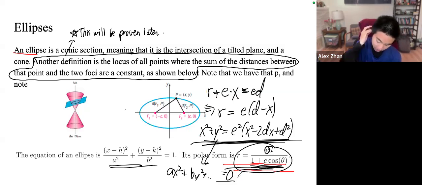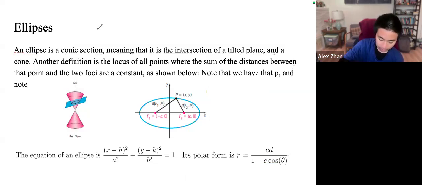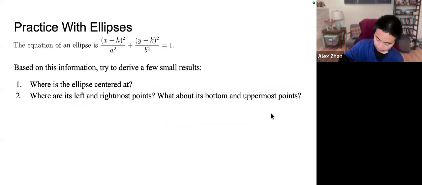Because you can directly complete the square. Usually anything of the form ax squared plus by squared plus some linear terms, that's an ellipse. And anything of the form ax squared minus by squared plus some linear and constant terms, that would be a hyperbola, which we'll talk about in the last week of class. Yeah, okay.